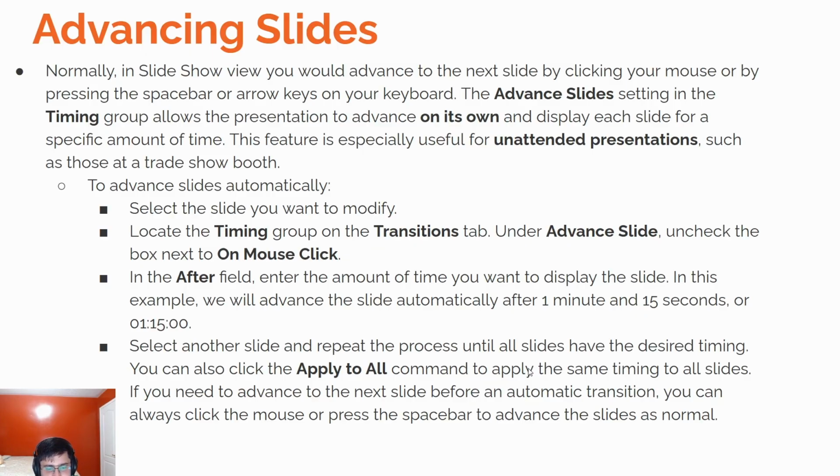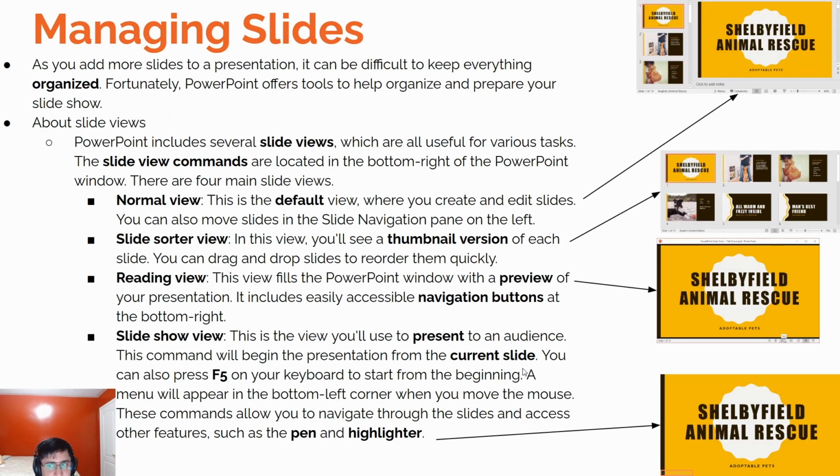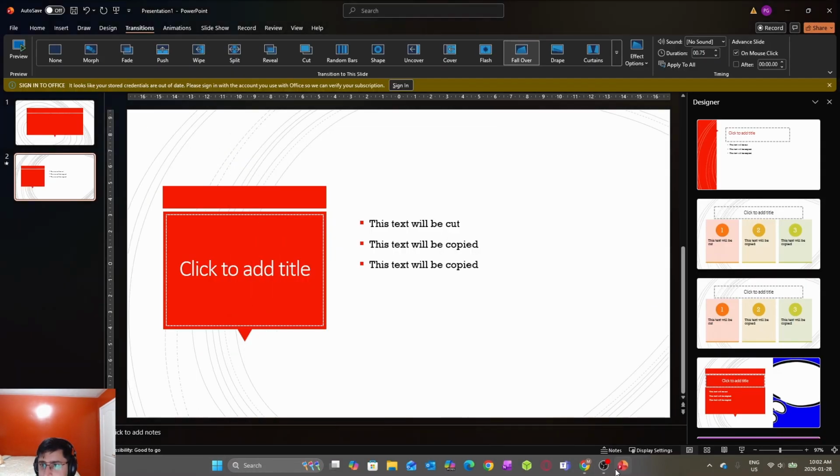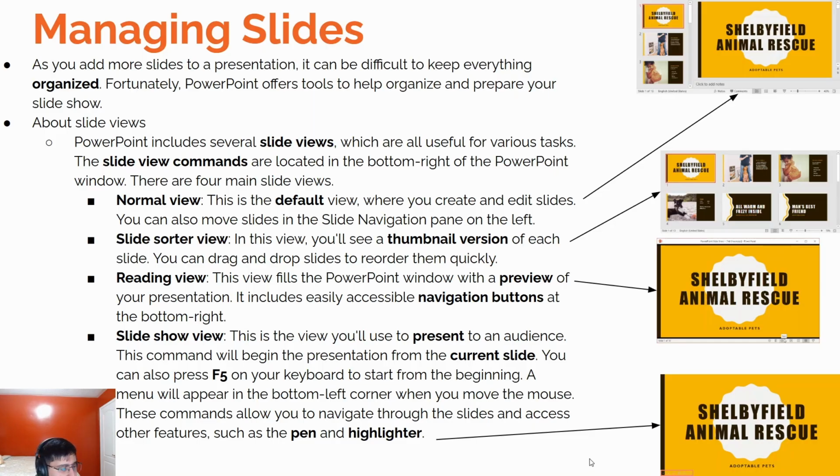If we need to advance to the next slide before an automatic transition, we can always click the mouse or press the space bar to advance the slides as normal. So in terms of managing slides, wait, let me just show that as well. So again, right here, advance slide, we can set it to after and then enter, say, a minute 15, right? And then it will advance after a minute 15 if no mouse click is detected prior.